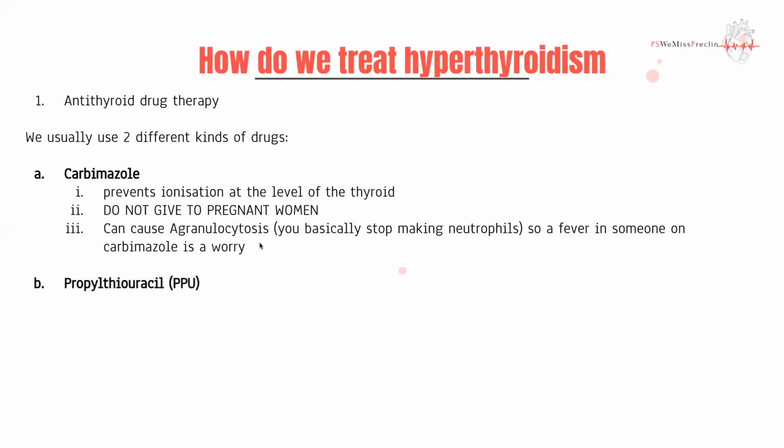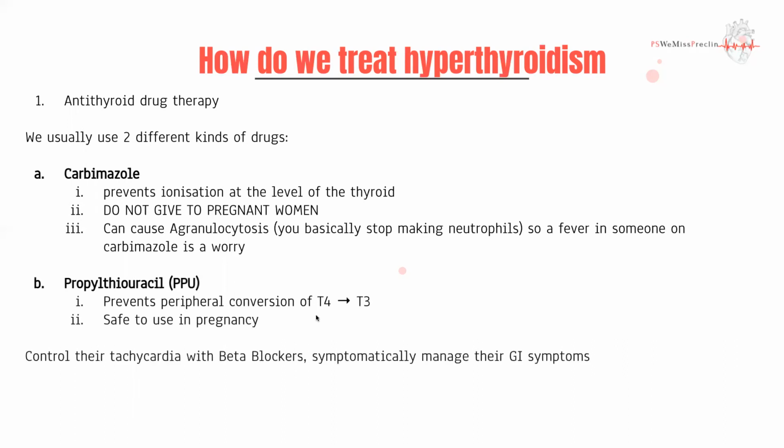Next, we have PTU, or propylthiouracil. Instead of acting at the level of the thyroid, it prevents peripheral conversion of T4 to T3, and it's safe to use in pregnancy. Additionally, we can manage their symptoms with stuff like beta blockers and manage their GI symptoms as well. For Graves' ophthalmopathy, you would refer them on to a surgeon.